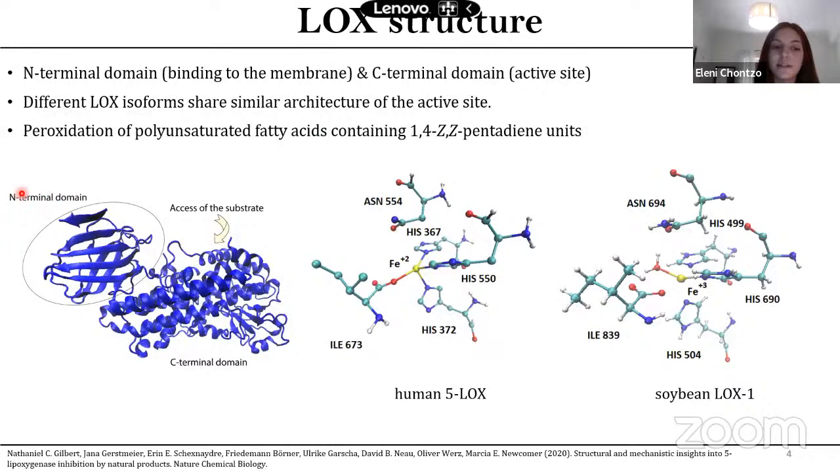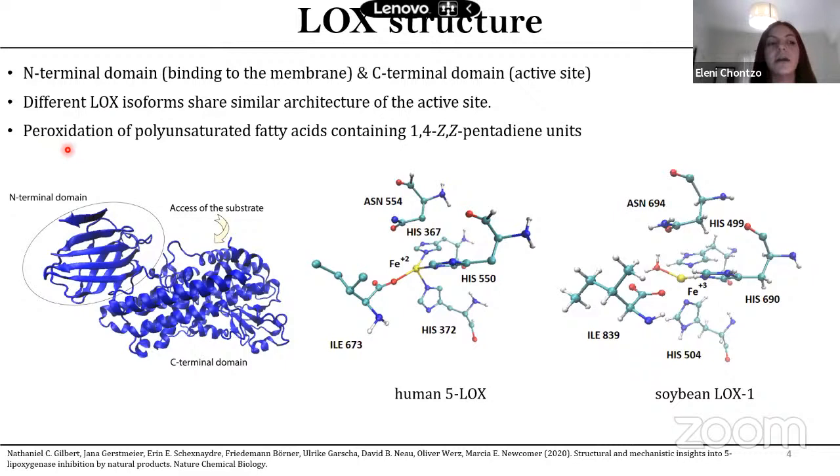We're going to discuss a few things about the enzyme structure. Here we can see in the figure below the structure of the enzyme. It consists of an N-terminal domain, which is the domain that binds to the lipid membrane, and also an alpha helix domain, which contains the active site. Here we can see the point where the arachidonic acid, the natural substrate, accesses the active site, which is right here.